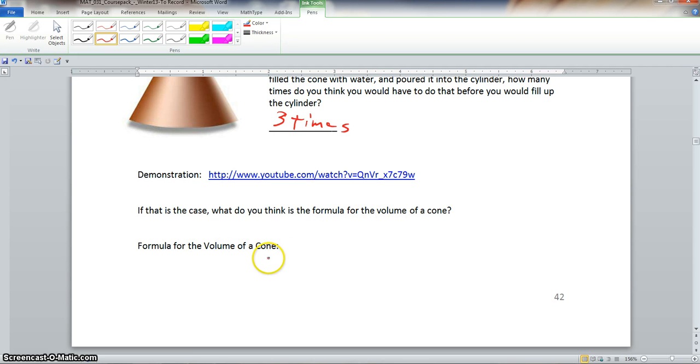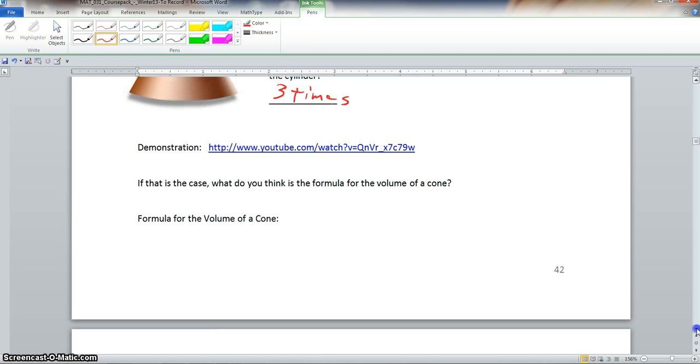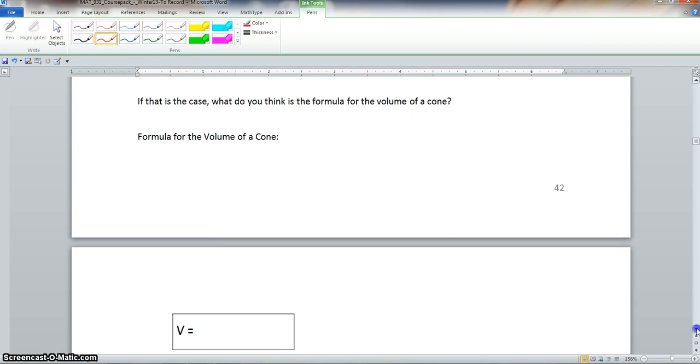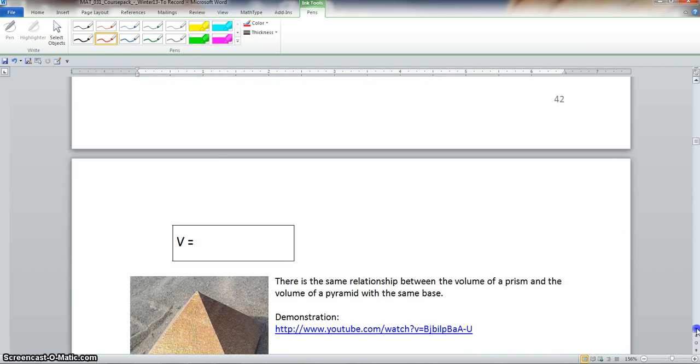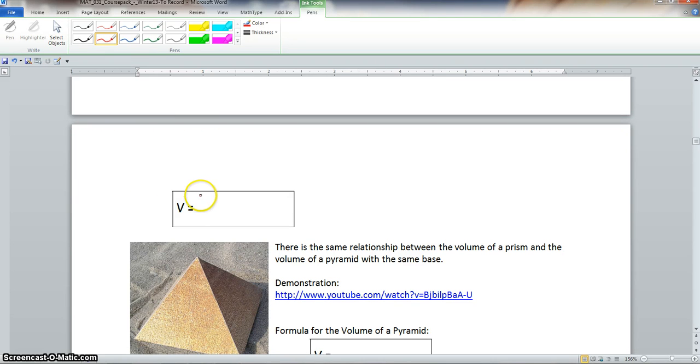Formula for the volume of a cone, we have the box here, which is we would take the volume of a cylinder and take 1/3 of the volume of a cylinder, which is 1/3 pi times the radius squared times the height.